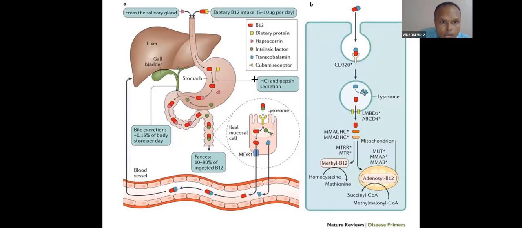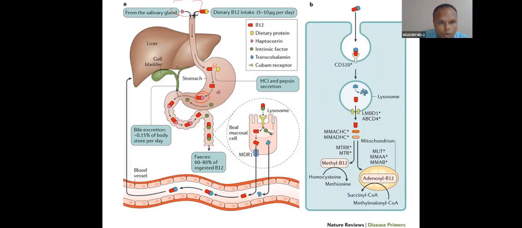You can see from the salivary gland, this R factor will go here. This is the salivary gland, you can see the mouth is here. So this R factor will bind this vitamin B12 here. Vitamin B12 is already bound to the protein. It will be broken down in the intestine, and actually R factor protects it in the stomach.